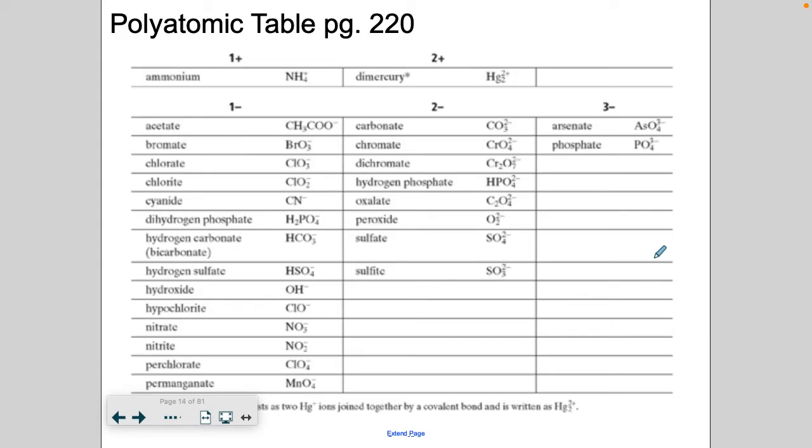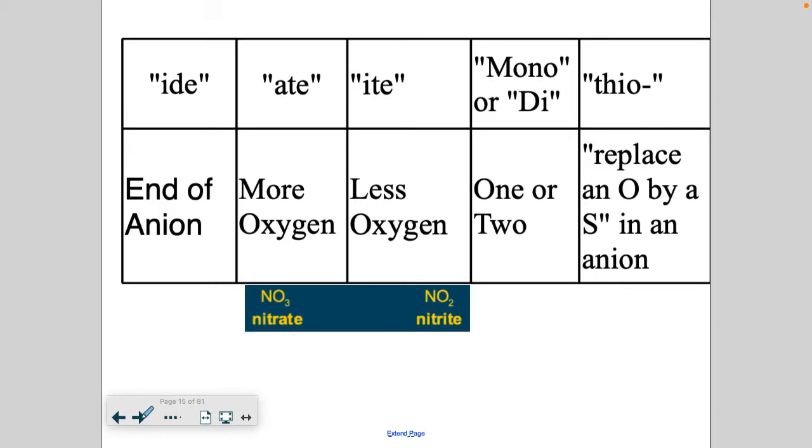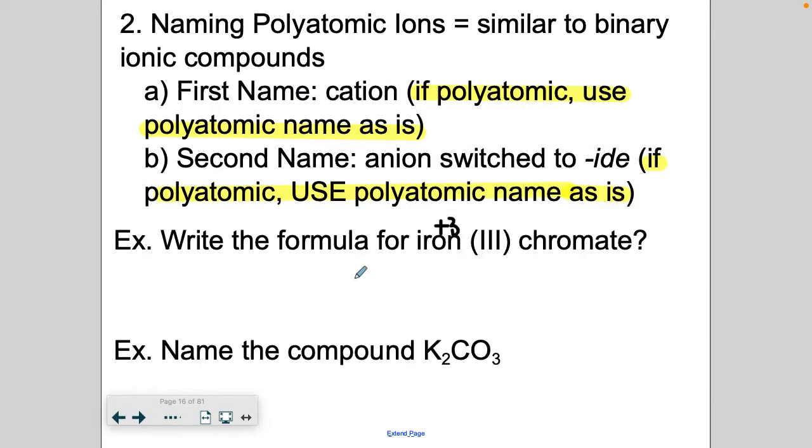Okay, so I'm going to go back to my polyatomic table here. Chromate. It's on the second line. There it is, right here. So it's CrO4, and it's got a -2 charge. CrO4 with a -2 charge. So, okay, I'm just going to make a little note here. CrO4, -2 charge.